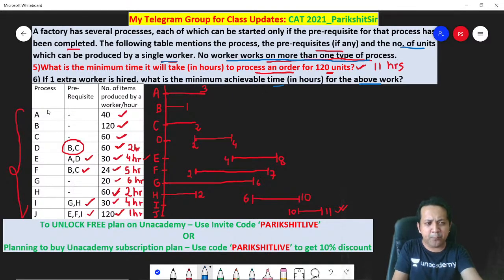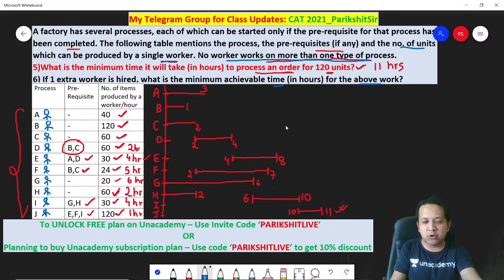It means for process A, you have one worker. For process B, you have another worker. For process C, you have another worker. For D, another worker. E, another worker. F, another worker. G, another worker. H, another worker. I, another worker. And J, another last worker.